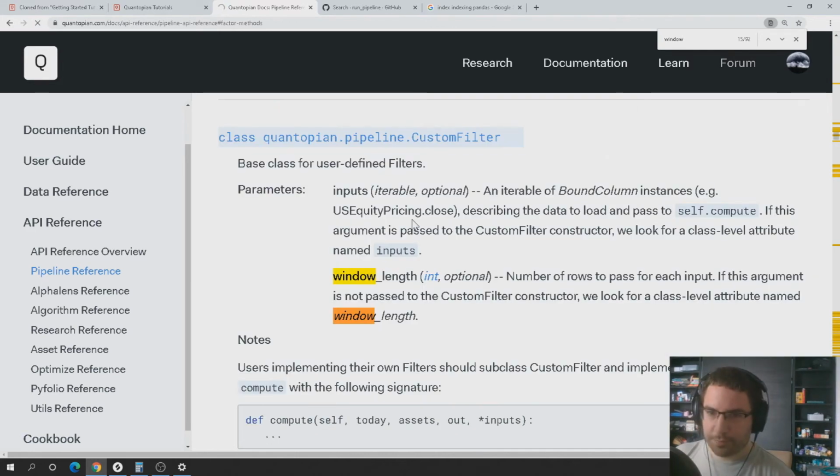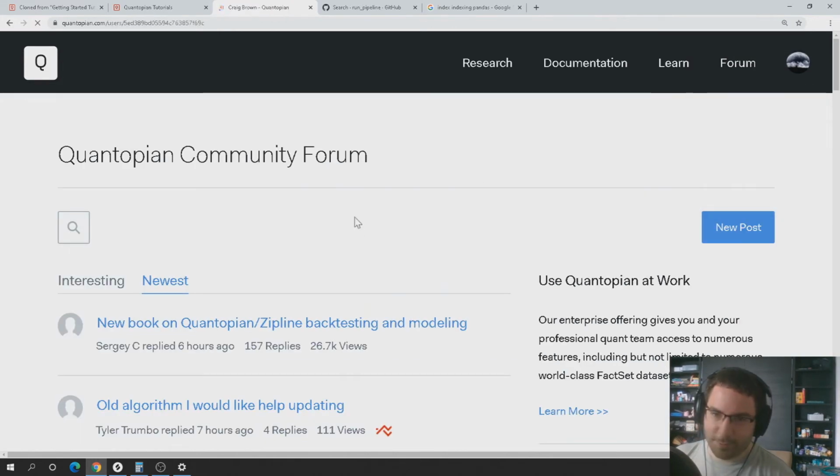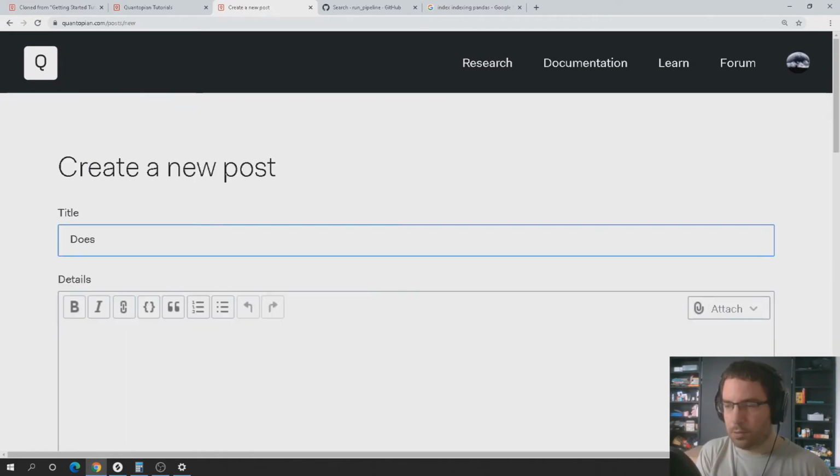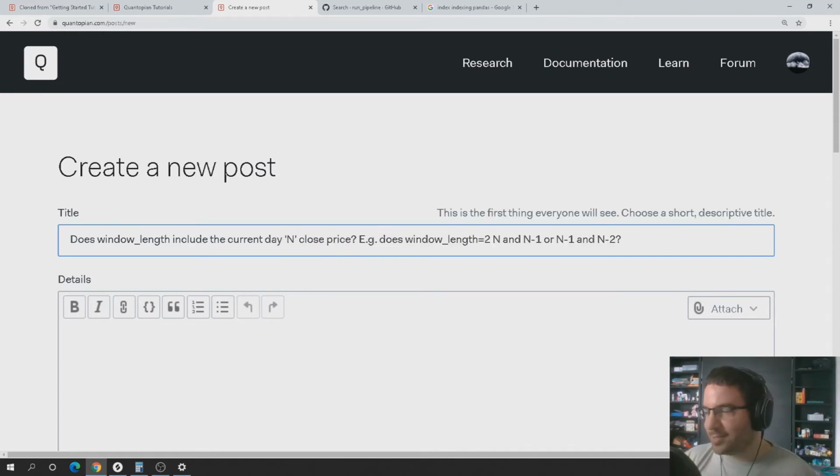Let's ask on the forum. I have 2 questions that have no replies, so I'm not very popular. But if there's one piece of advice I can give you, it's that when you're not popular, just keep doing what you're doing until people accept it. Does window length include the current day close price? Just slap everything in the title to really put people off.